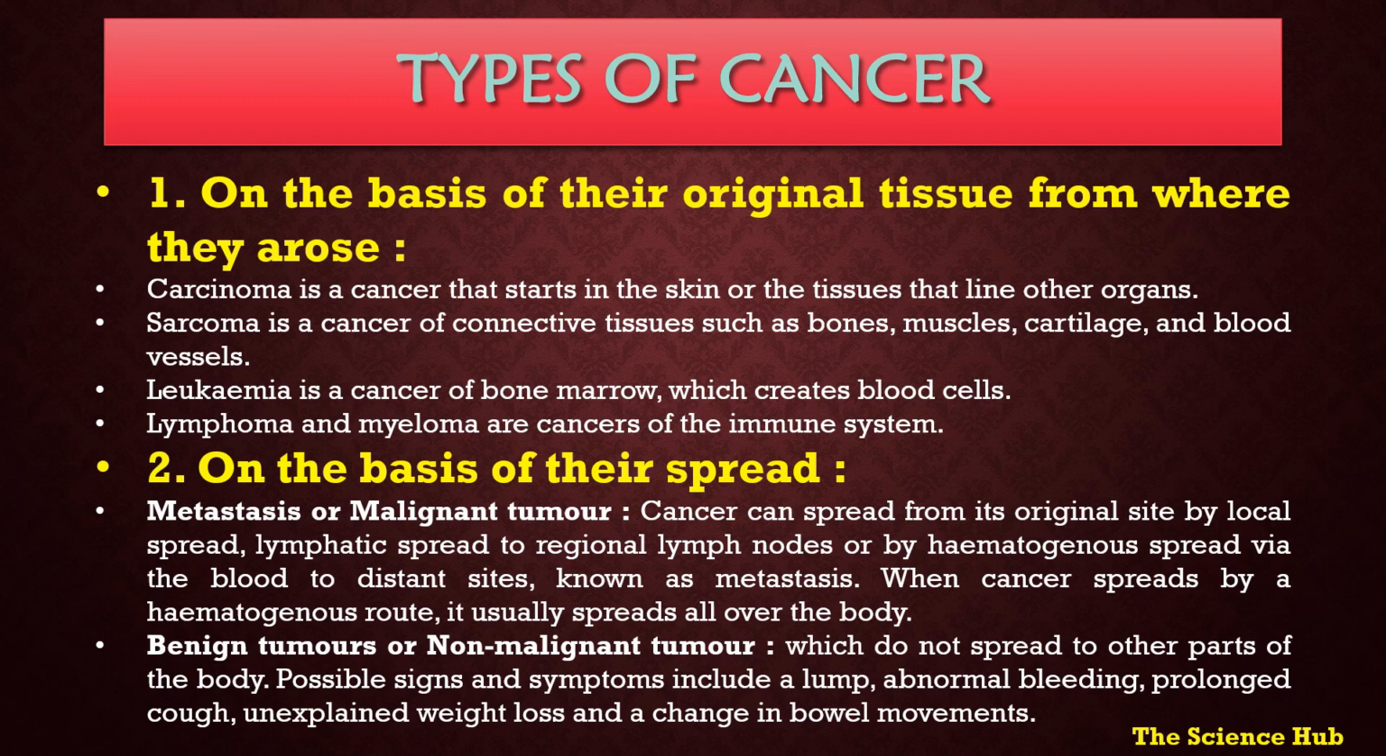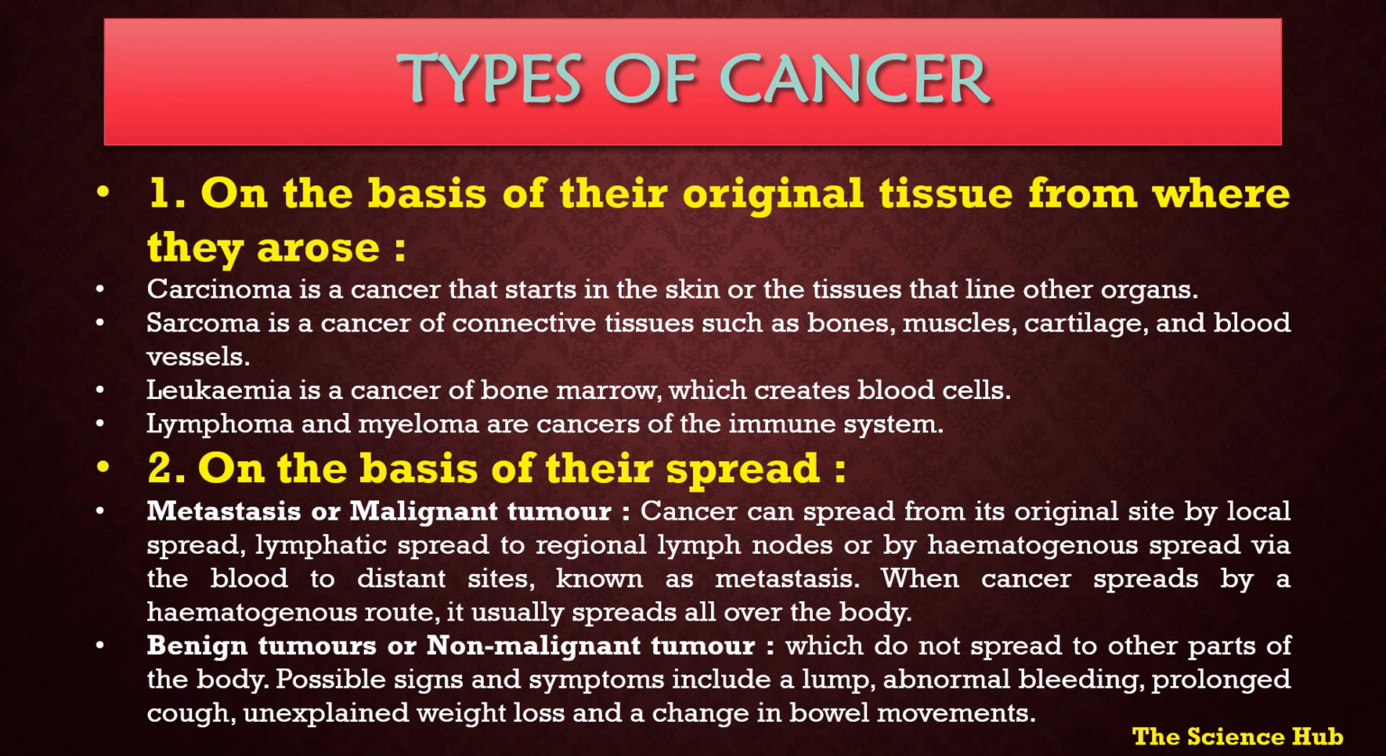Then comes leukemia. It is a cancer of bone marrow, which creates blood cells. Then comes lymphoma and myeloma. These are cancers of the immune system. Then second, on the basis of their spread. First of all, metastasis or malignant tumor.